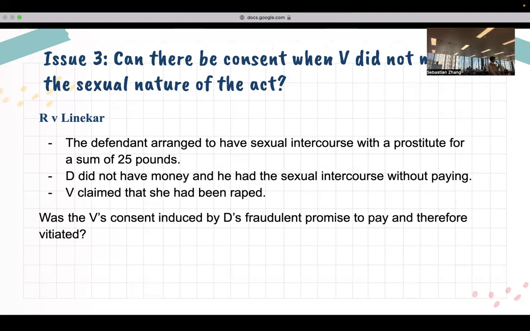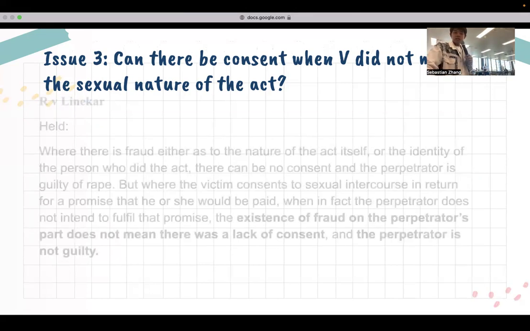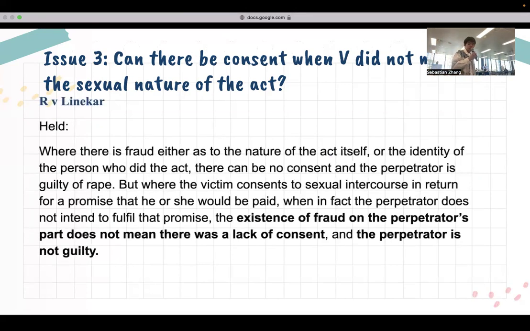Okay, and the answer to this question again is that the existence of fraud on the perpetrator's part does not mean there was a lack of consent, and the perpetrator is not guilty of rape. Okay. Seems a bit weird, right? But there was a separate offense for this, section 45, procuring sexual act by fraud.